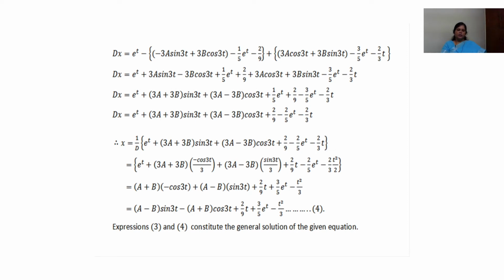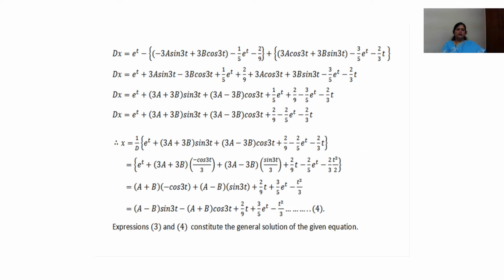Now we are going to find out the x value. For the x value, we have to bring the d value to the right side, it will come to the denominator. If it is in the denominator, we know we have to integrate the function. Here the first function is e to the power t, so the integration of e to the power t is e to the power t only.